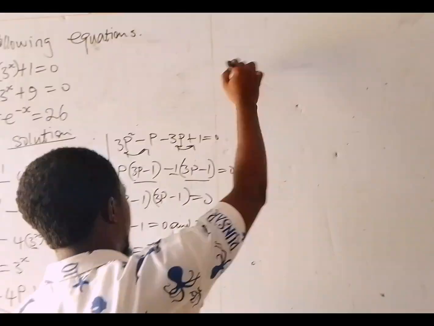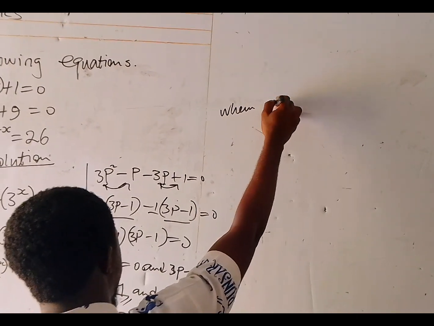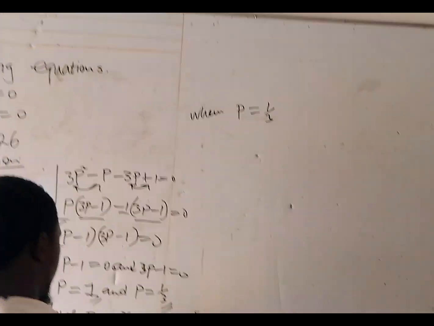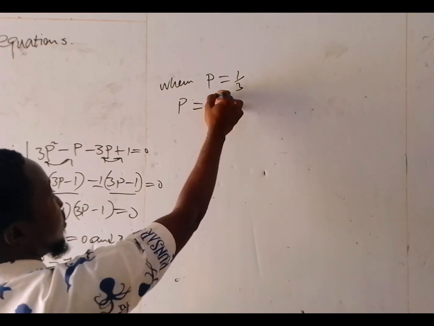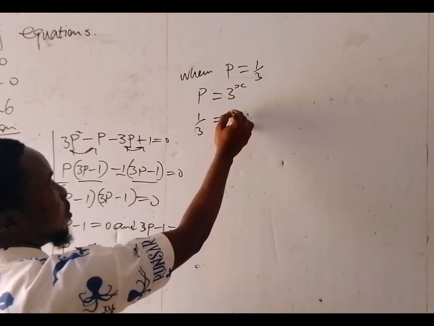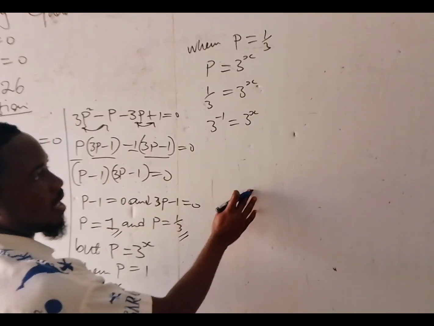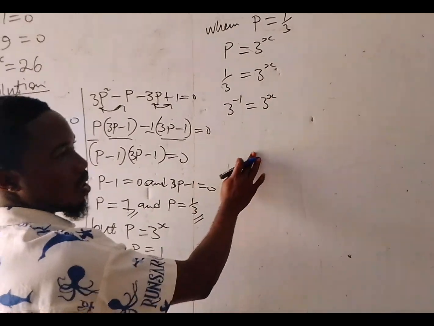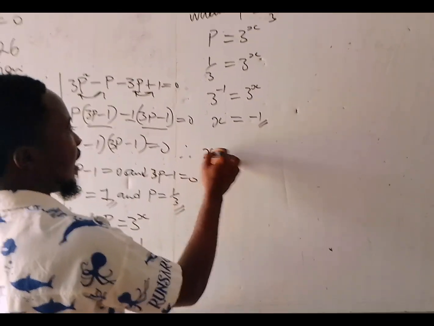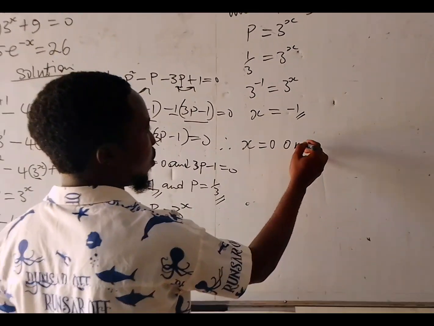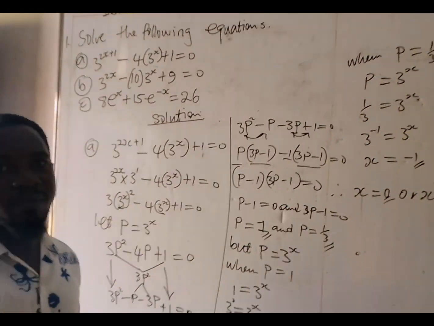Or, now when our p is equal to 1 over 3, we still equate it here. But mind you that p is equal to what? 3 raised to power x. So this is 1 over 3 is equal to 3 raised to power x. The same thing as 3 raised to power negative 1 is equal to 3 raised to power x, right? The bases are the same, so we pick the power. So this is x is equal to what? Negative 1. Therefore, our x is equal to 0 or x is equal to negative 1. This is how you solve problems like this.